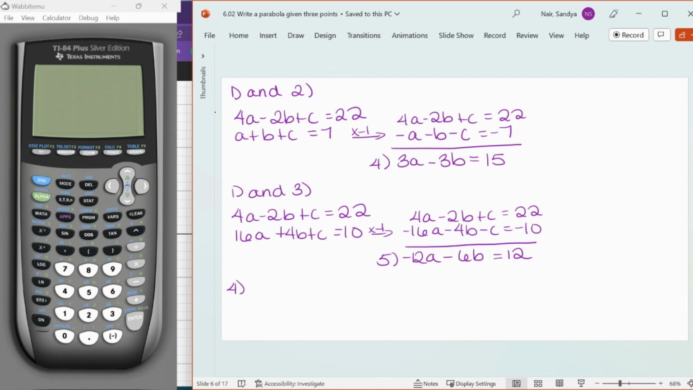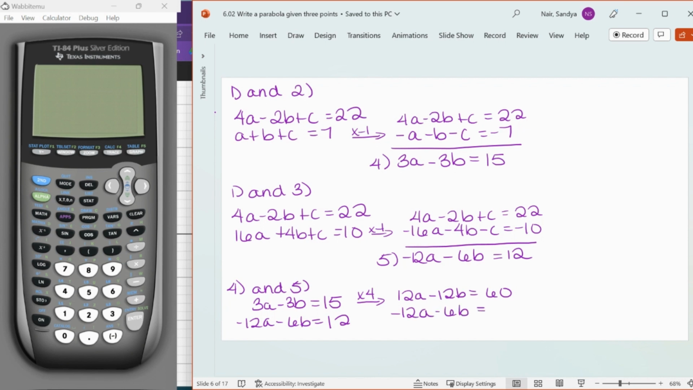So if we try to combine equation 4 and equation 5, let's see what we have here. We have 3a minus 3b equals 15, and we have negative 12a minus 6b equals 12. So when I combine these two equations together, I can try to cancel out the a term. To do that, I'm going to multiply the top equation by 4. So I have 12a minus 12b equals 60. And then I'm just going to recopy my second equation, negative 12a minus 6b equals 12.